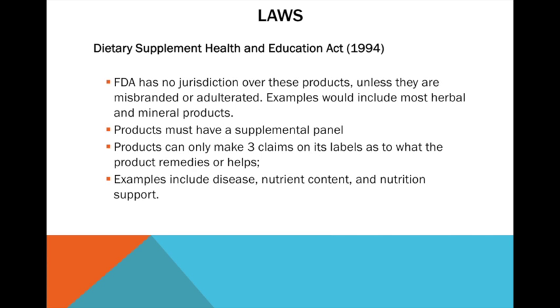The Dietary Supplement Health and Education Act of 1994. The FDA has no jurisdiction over these products unless they are misbranded or adulterated. Examples would include most herbal and mineral products. Products must have a supplemental panel. Products can only make 3 claims on its label as to what the product remedies or helps. Examples include disease, nutrient content, and nutrition support.